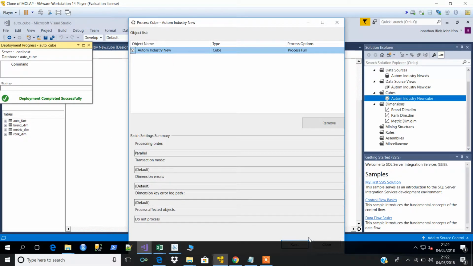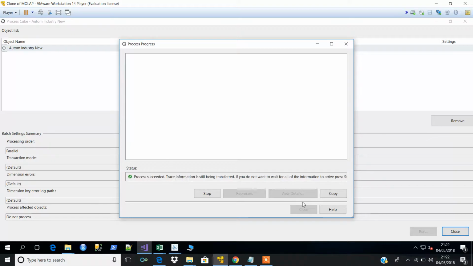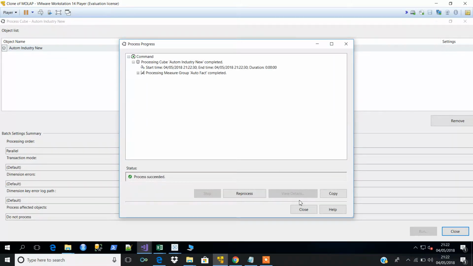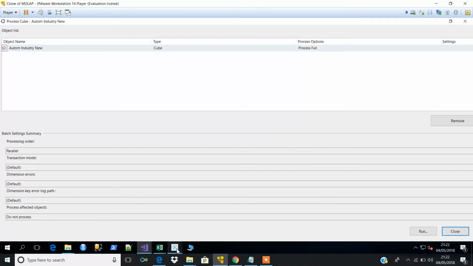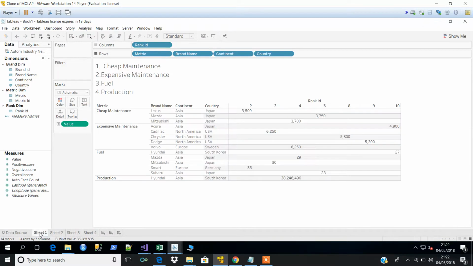As we can see, the cube has been successfully deployed with no errors. And other processes too were successful. So we close. Then the next thing will be to understand the data integration, the data distribution in Tableau.